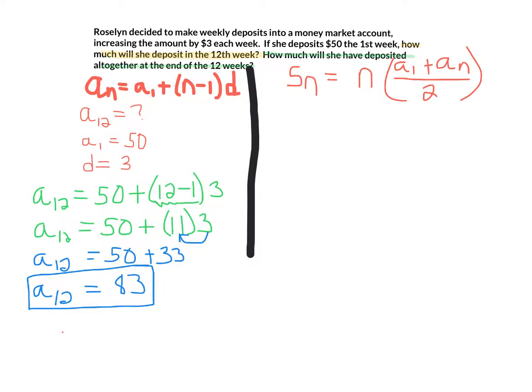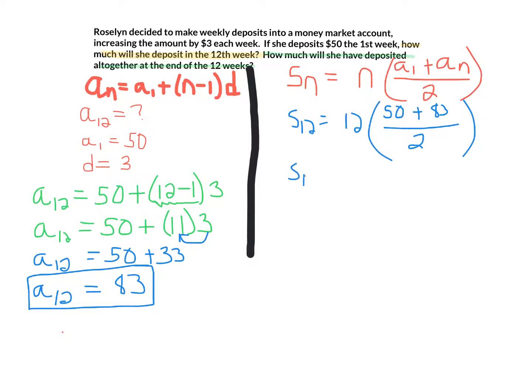All right, so here we go. So we're going to go S of 12 is equal to 12 times. My first term of the sequence is 50. My last term of the sequence is going to be 83. That's what we deposited on the 12th week. And that's all divided by 2. All right. So now we break out our handy-dandy calculators.